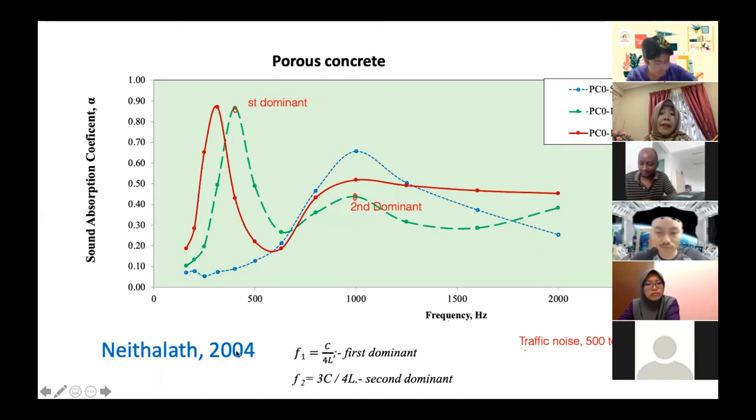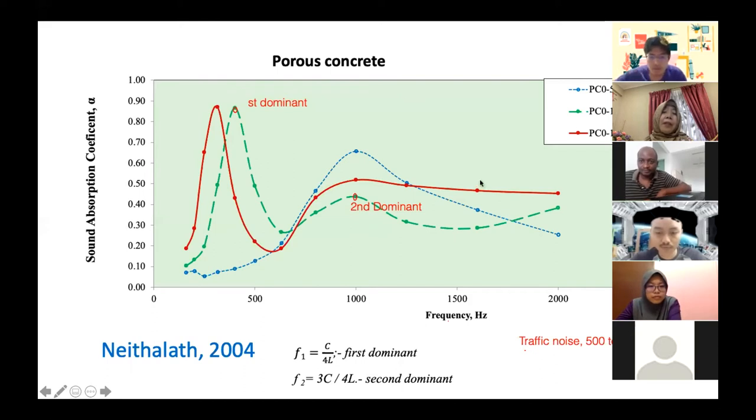Okay, Natala found that it varies with the thickness. F1, the first dominant, will be determined by C divided by 4L. The second dominant will be 3C divided by 4L. C is the speed of sound, just now, 343. Okay, all right.